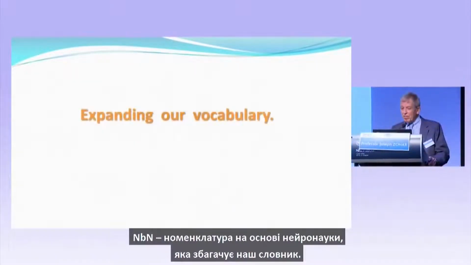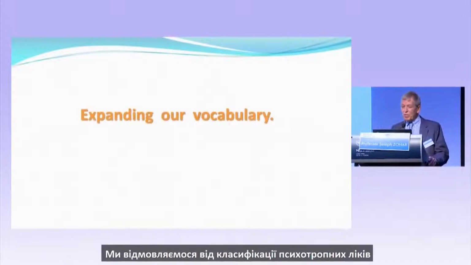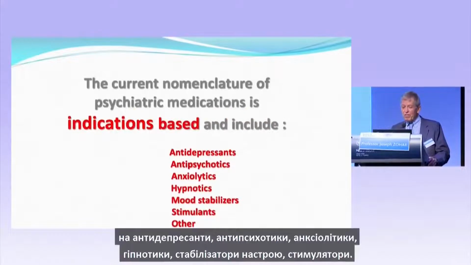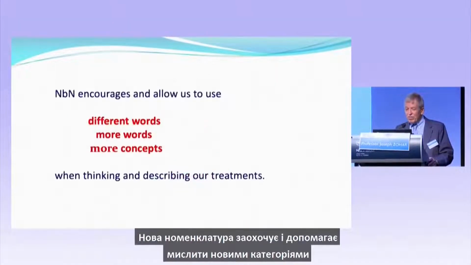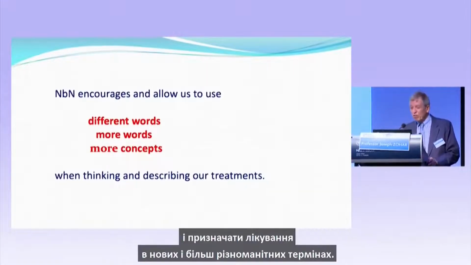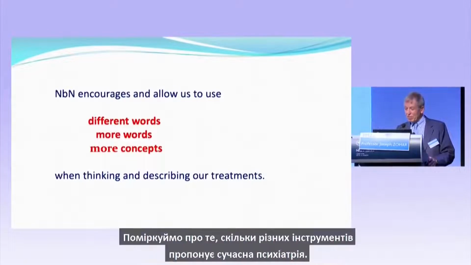The NbN, the neuroscience-based nomenclature, expands our vocabulary. We are moving from this limited vocabulary of antidepressant, antipsychotic, anxiolytic, hypnotics, mood stabilizer, stimulant, and it encourages us, allows us to use different words, more concepts when thinking, prescribing and describing the treatment.